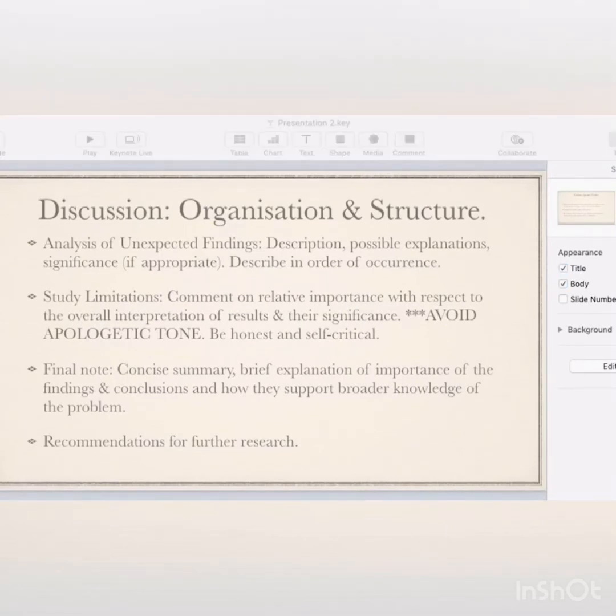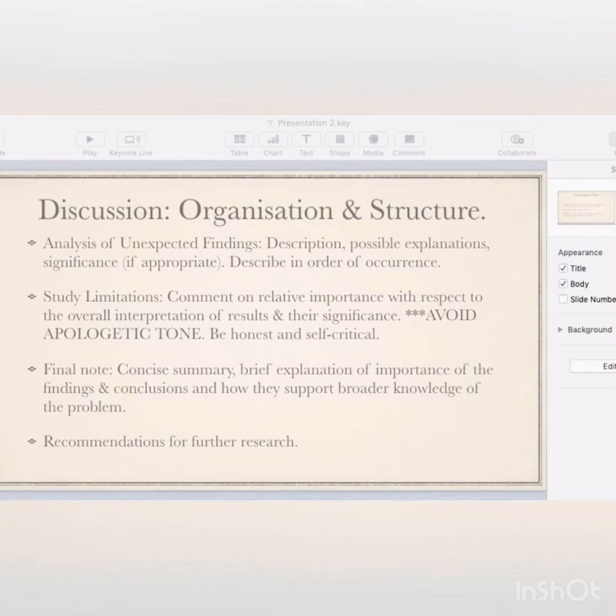Another important point during the discussion is that we must also analyze any unexpected findings. They should firstly be described, and also possible explanations must be at the ready. And also, if they have any significance to the overall results. And finally, they must be described and explained by order of their occurrence.